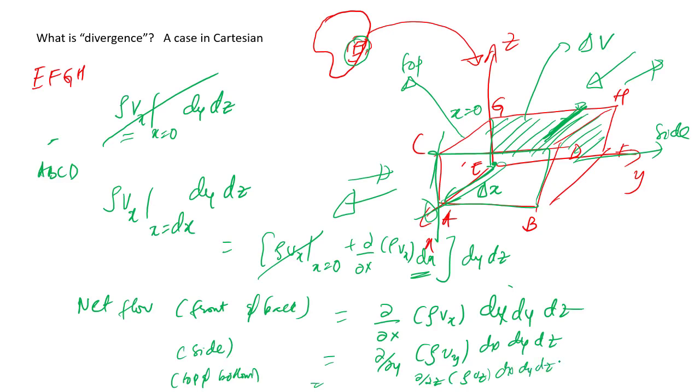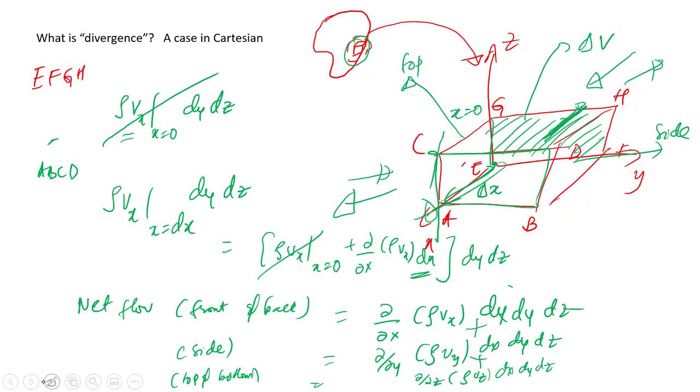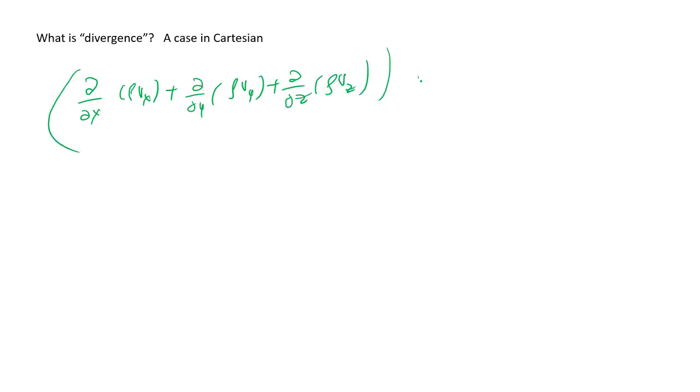If I want the overall net flow, I basically add these up. Let me clear the slide here. Then I would have essentially dou by dou x of rho Vx, plus dou by dou y of rho Vy, plus dou by dou z of rho Vz, right? Times dx dy dz, right?